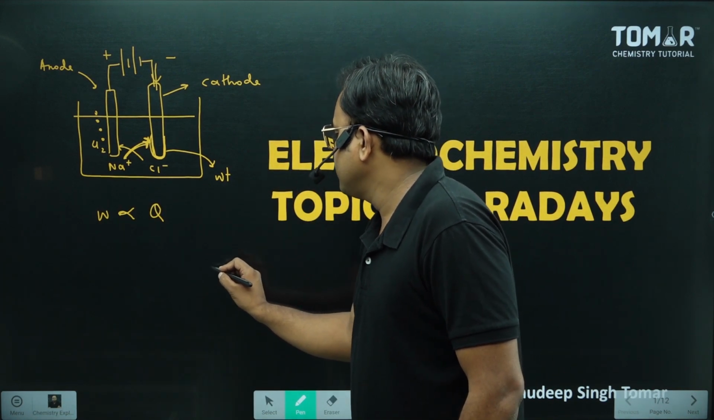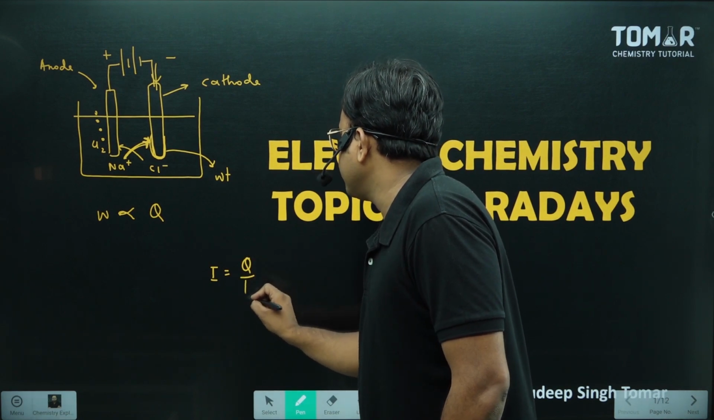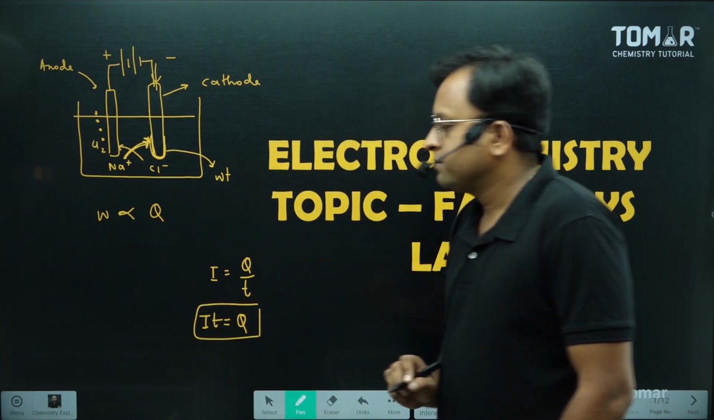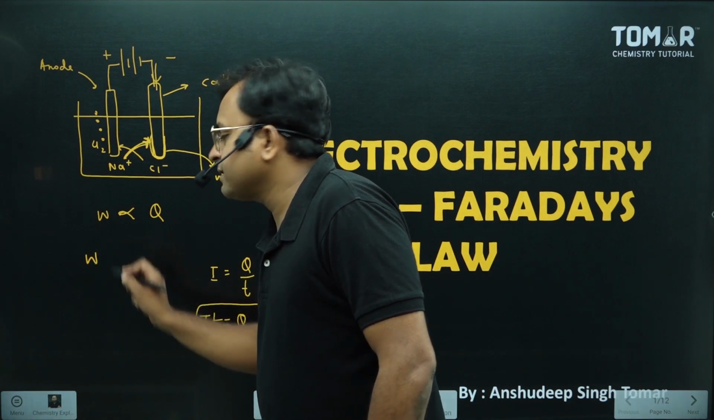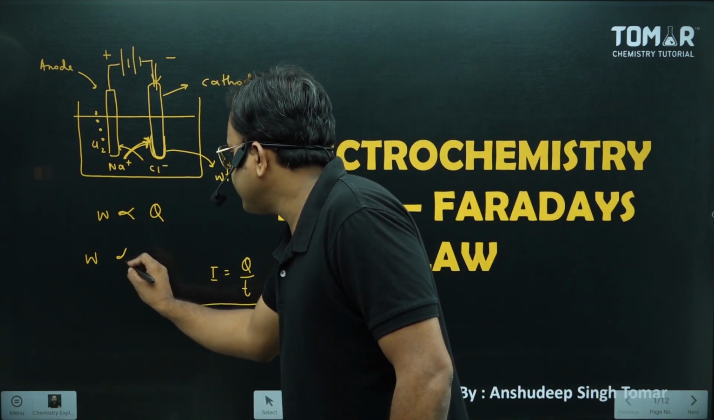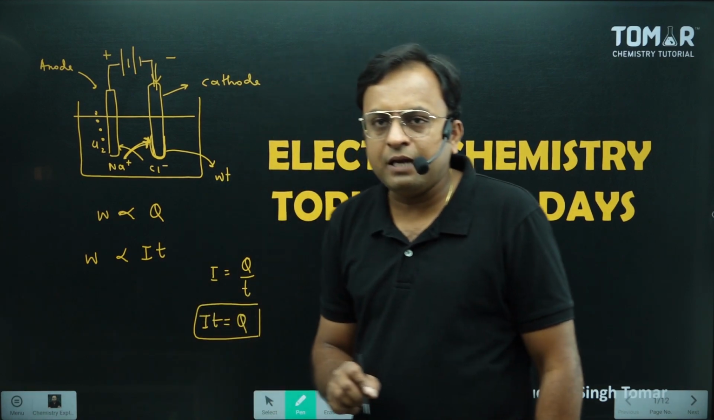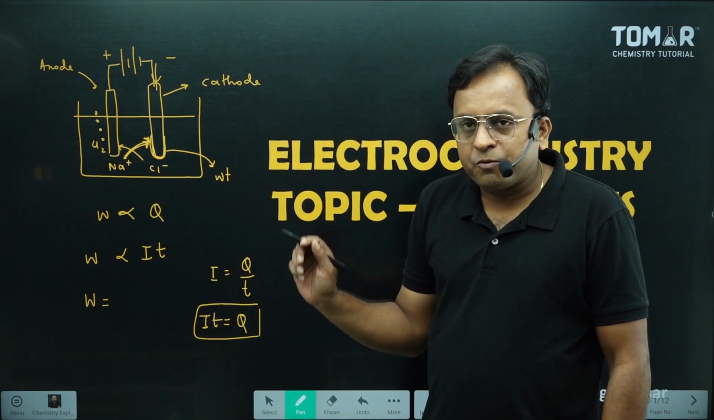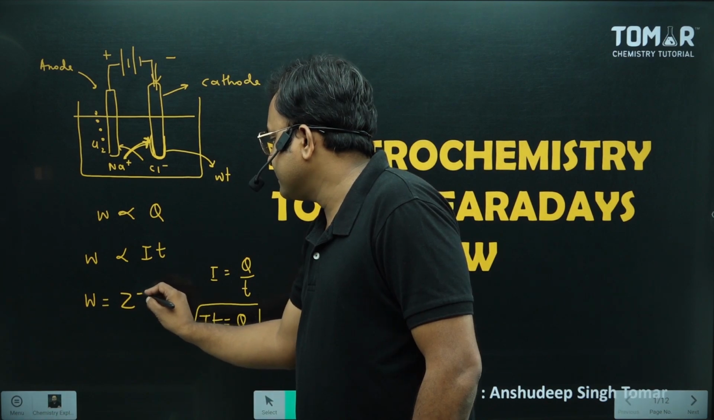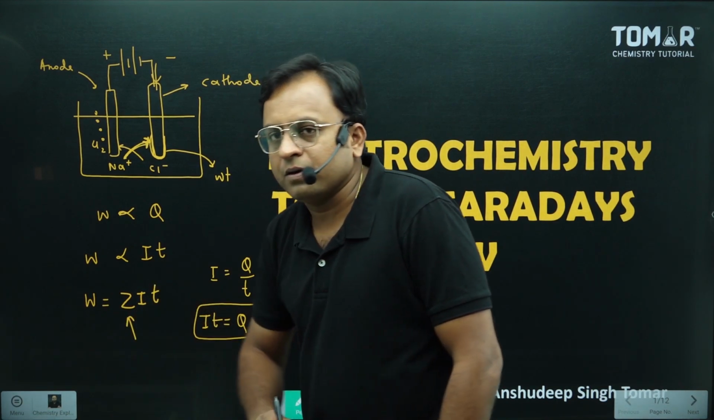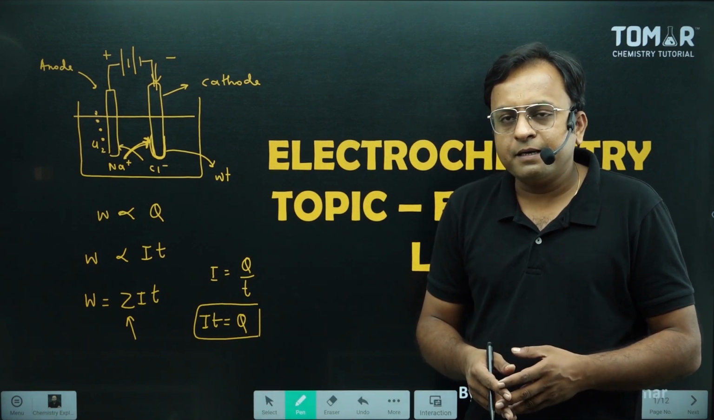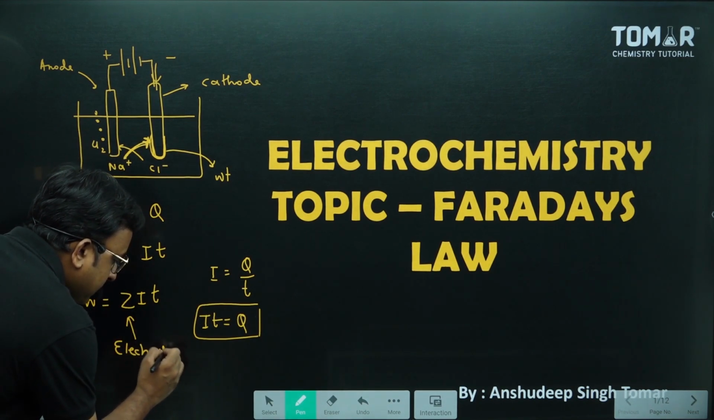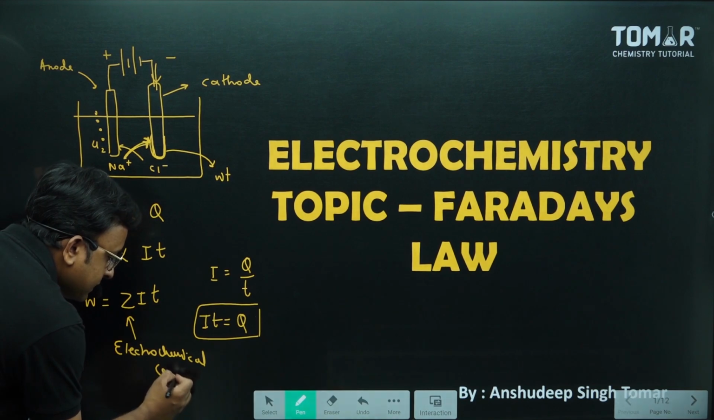Now, what is current? Current is charge per unit time, or charge is current into time. So weight deposited is directly proportional to charge supplied, or weight is directly proportional to I into t, current into time. Now, removing the proportionality sign, we use a constant Z, and Z is the electrochemical constant. We are studying the chapter electrochemistry, so this constant is the electrochemical constant Z.